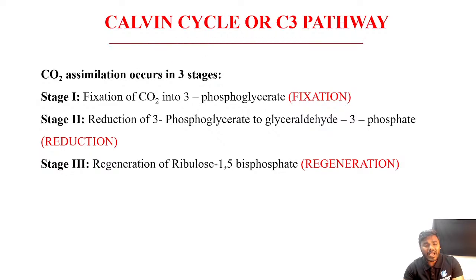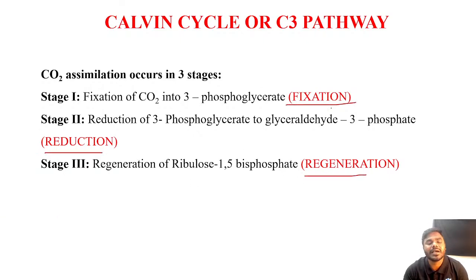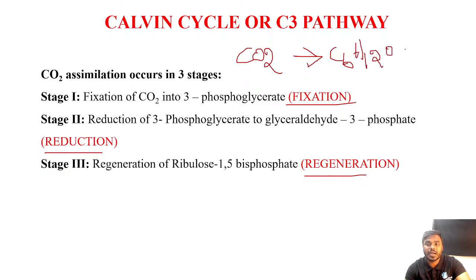So carbon dioxide assimilation occurs in 3 stages. Stage 1, stage 2, stage 3. There are 3 steps: fixation, reduction, followed by, friends, regeneration. All of you look into this. What is the ultimate goal? Once again remember, the ultimate goal is the reduction of the carbon into glucose. This is the ultimate goal.